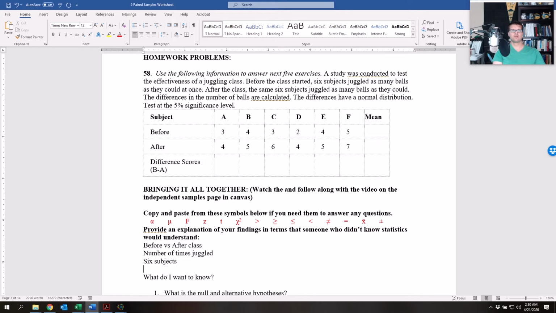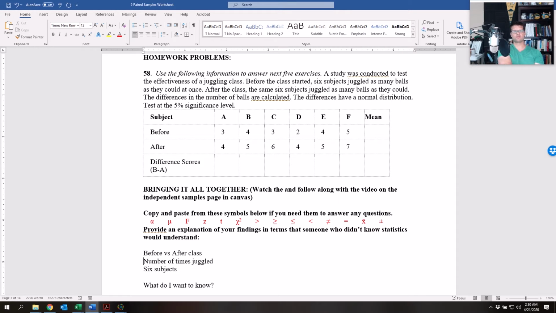Okay, and so let's see here. 6 subjects juggled as many balls as they could at one time. After the class, the same 6 subjects juggled as many balls as they could. The difference in the number of balls is calculated. Okay, so here are our choices. Which one is the dependent variable and which one is the independent variable?